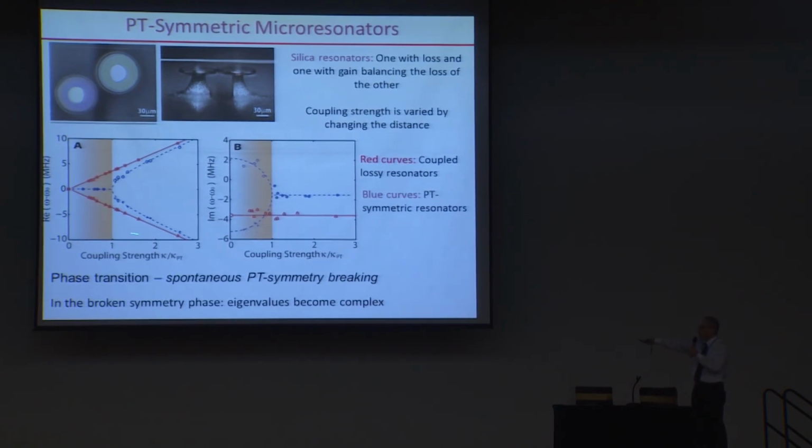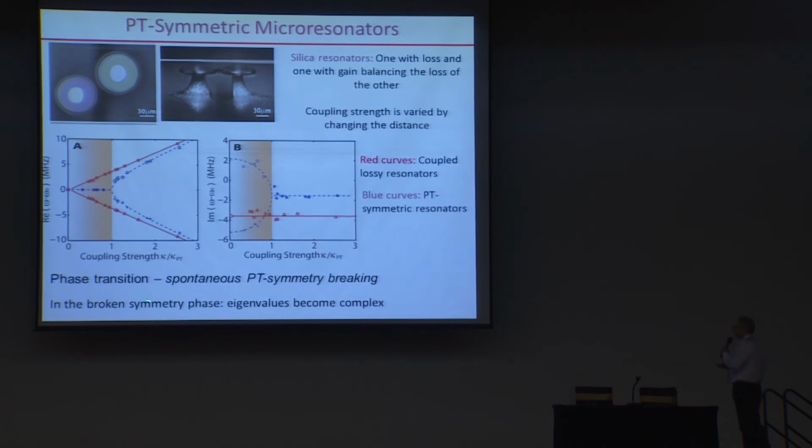Nothing is happening until the coupling becomes large enough. At that point, there is a phase transition. There is this bifurcation happening. This is the real part, and this is the imaginary part. So in this case, both of them are lossy. They are both losing energy. In one case, it's erbium doped. There is gain, there is loss, but eventually they just merge near zero. It's a bit lossy. So there is a phase transition. It's a spontaneous PT symmetry breaking. In the broken symmetry phase, the eigenvalues become complex.